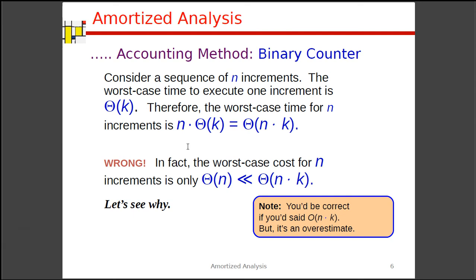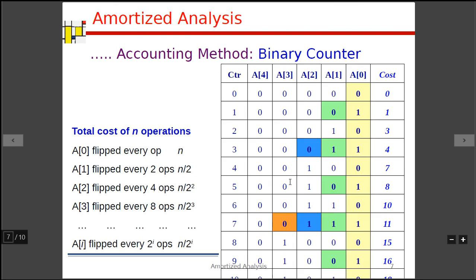So let us see how exactly this complexity analysis can be done. Consider a sequence of n increments. The worst case time to execute one increment is theta of k, as k bits are there. Therefore, the worst case time for n increments is n into theta of k, that is theta of n by k. But actually that is not correct, because the worst case for n increments is only theta of n, which is less than that upper bound. Let us see why exactly this is happening.